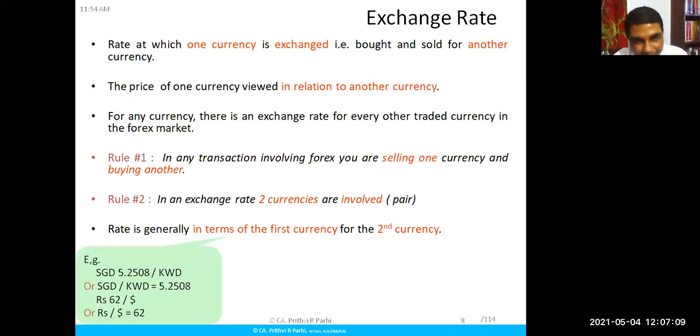Understood? Yes, sir. Okay, this concept you have understood. It's a very simple thing to understand the international payment terms, to understand the codes.